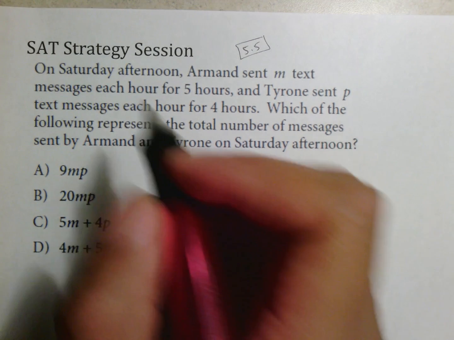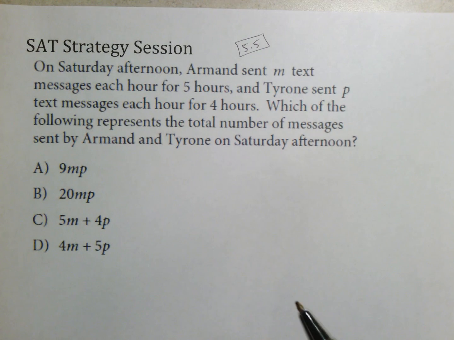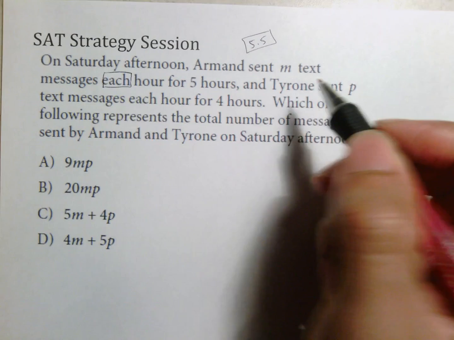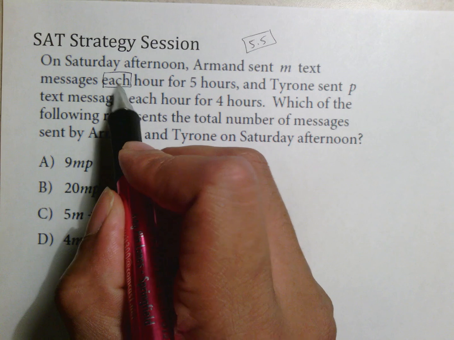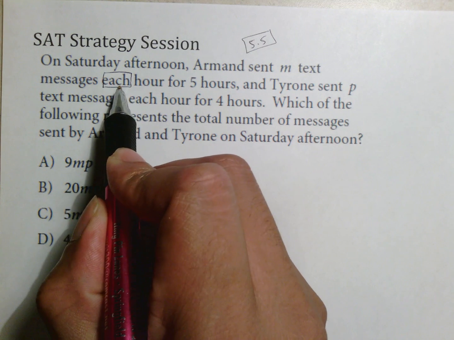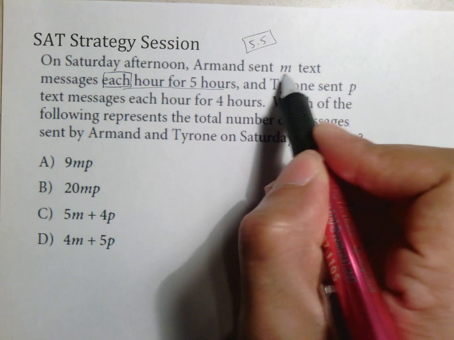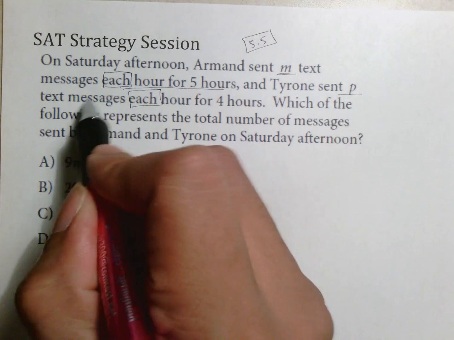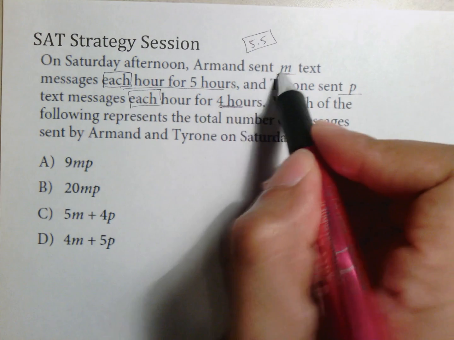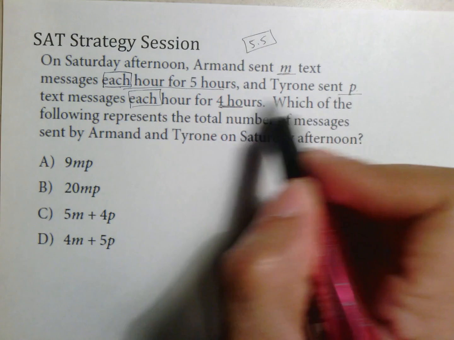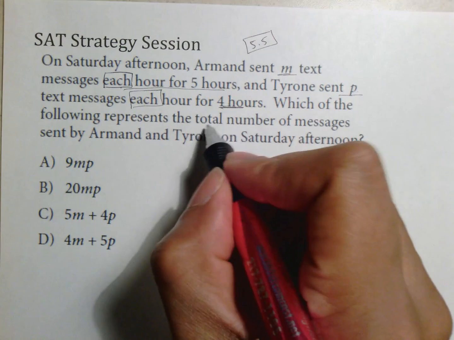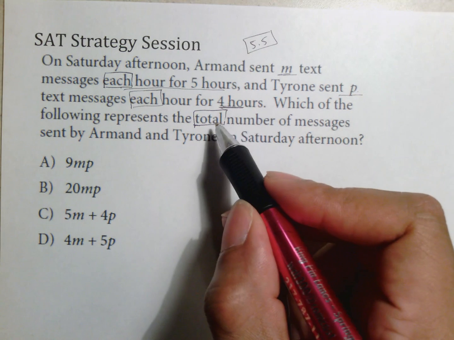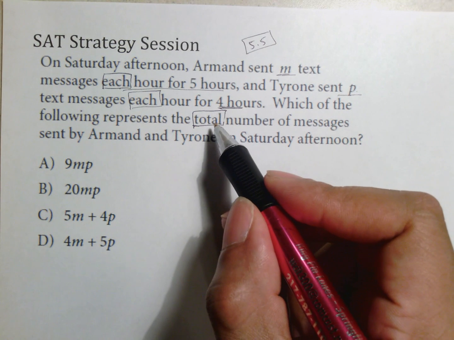This one here, there are keywords in here that help us out. And what you have to keep in mind is that the word each does the same thing it's always done, which usually means that we're going to take something and multiply it by a variable. You're talking each hour for 5 hours with M text messages. Here's another each, which is P text messages for each hour for 4 hours, which means M and 5 should probably be related. 4 and P should probably be related. And the biggest keyword here is that you are looking for the total number of messages. And typically whenever you're looking for a total, it means you're going to add to get that answer.